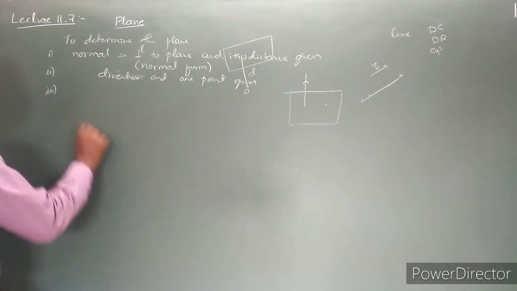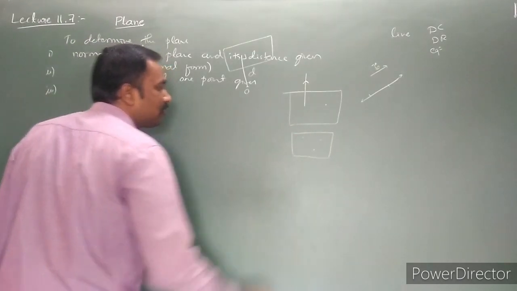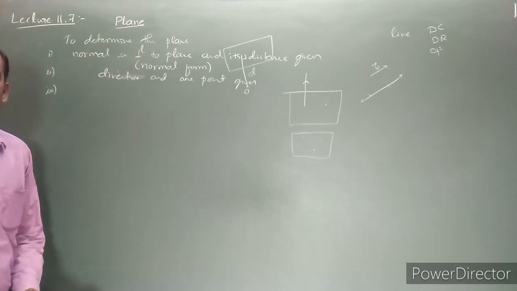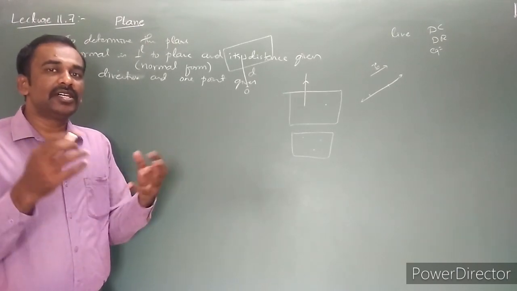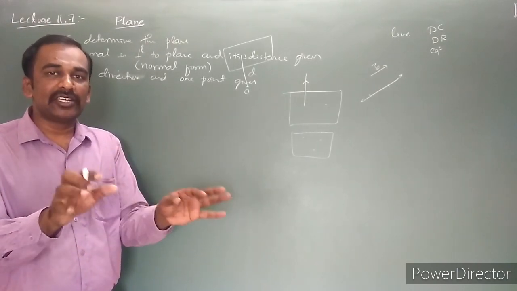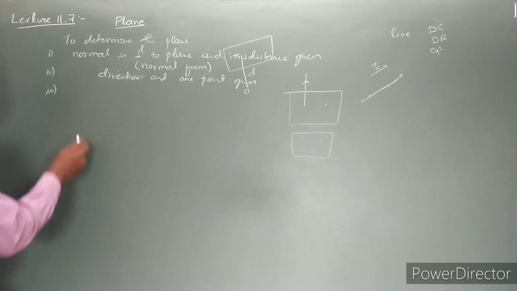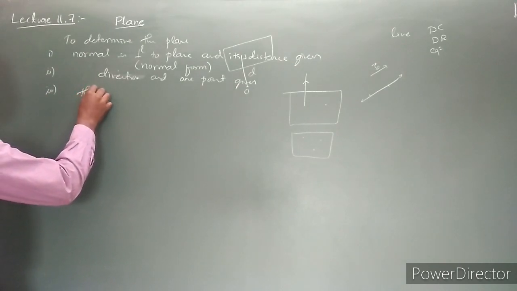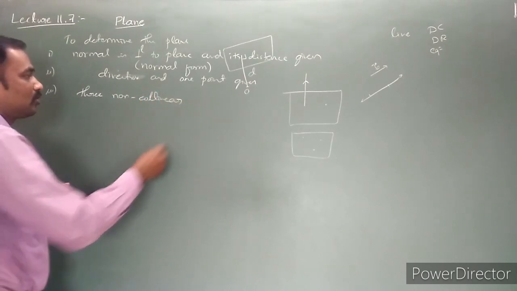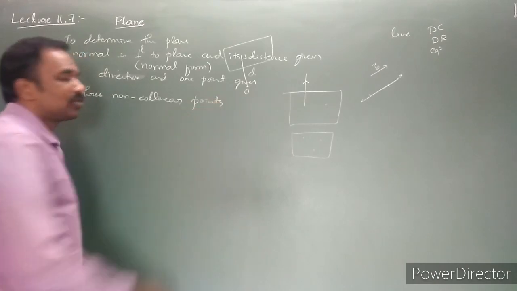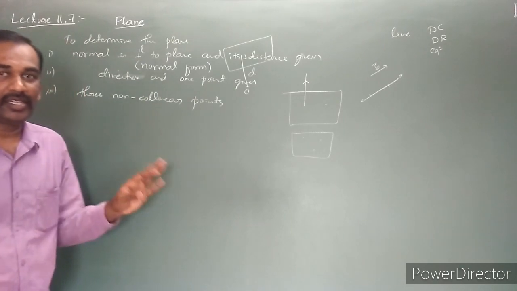Next, the third case is non-collinear 3 points. To determine the plane in space, 3 non-collinear points are given. What are non-collinear points? Collinear means all the points, whatever the number of points, lie on the same line. Non-collinear means the points are not on the same line. So 3 non-collinear points should be given. In that case only, we can easily determine a unique plane.